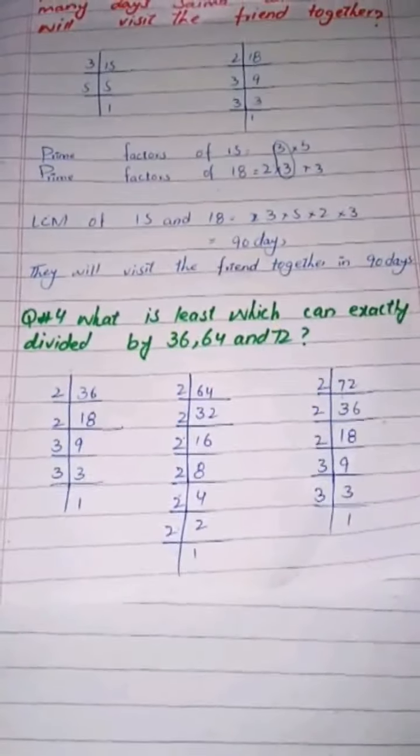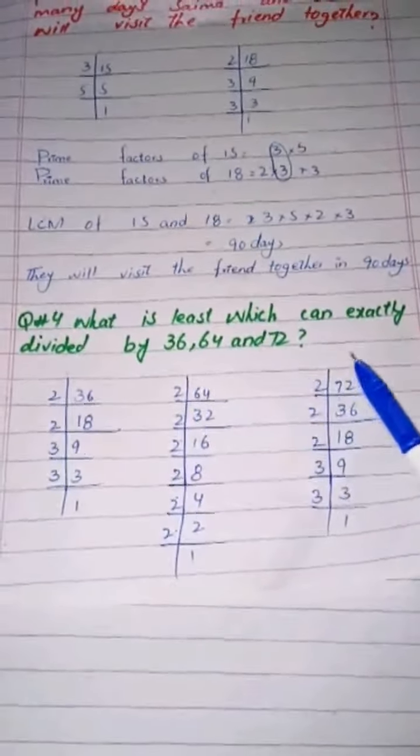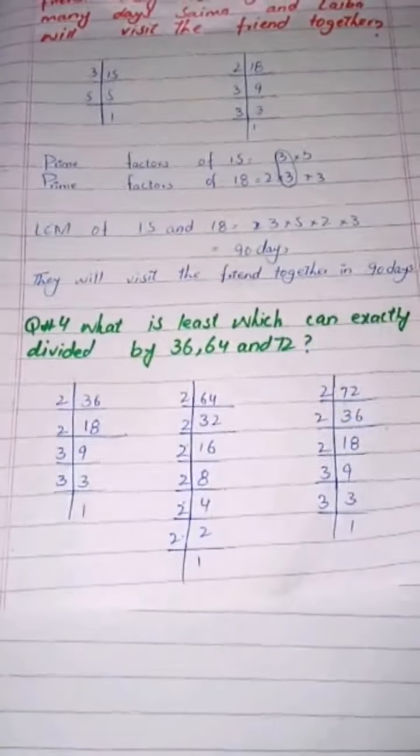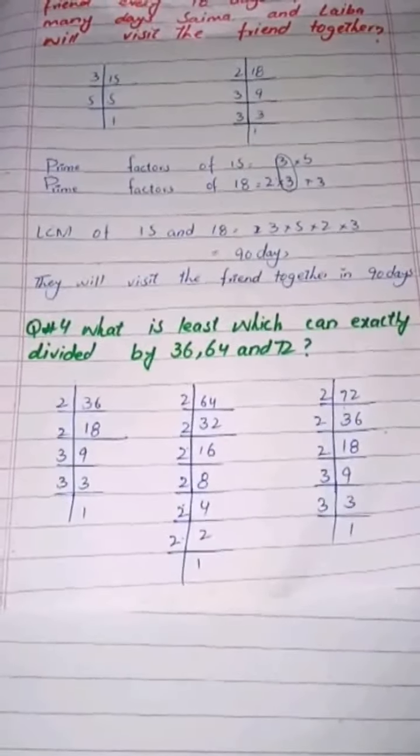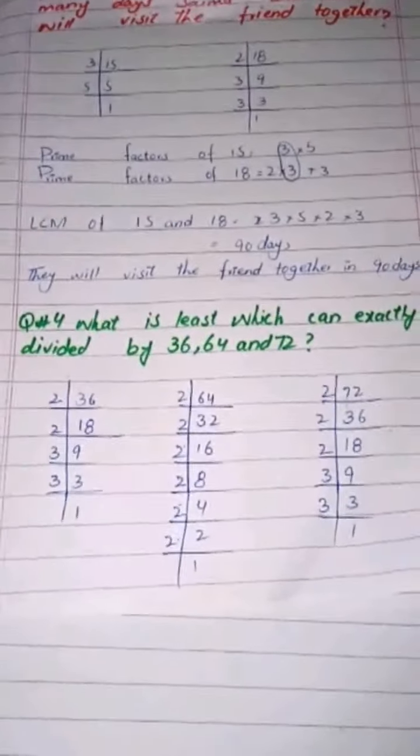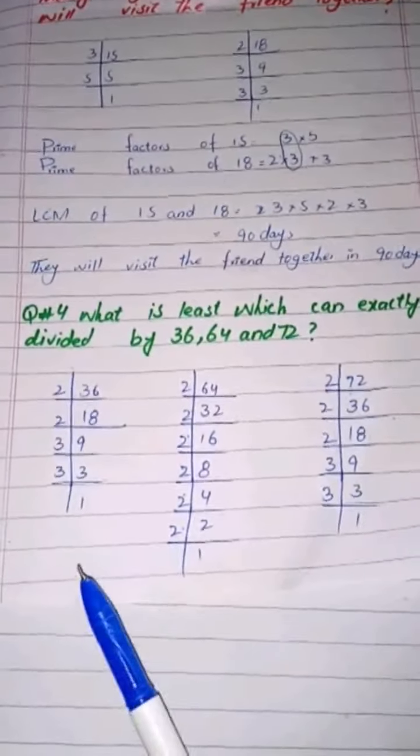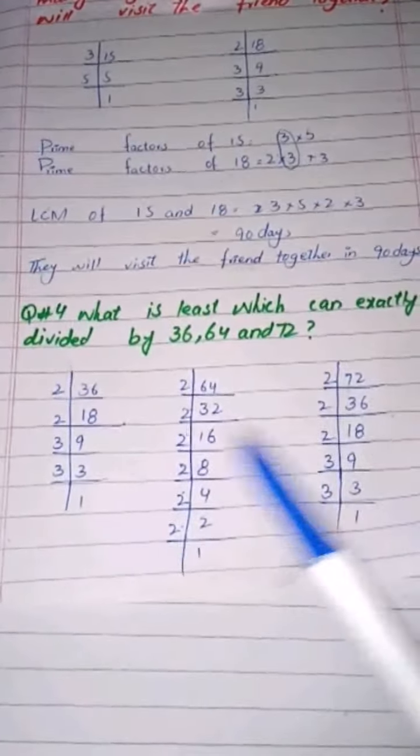Question number 4. Which is the least number which can be exactly divided by 36, 64 and 72? We have to find the least number which can exactly divide 36, 64 and 72. Now first we find the prime factors of 36, 64 and 72.